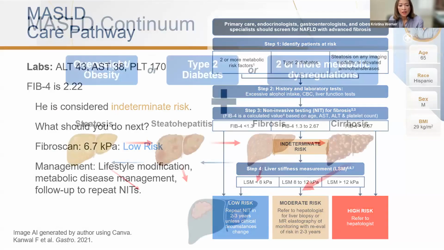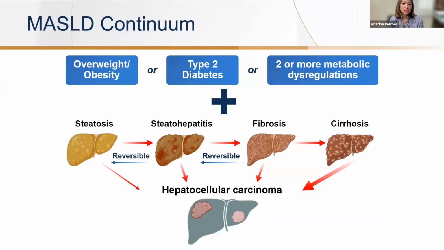So for the MASLD continuum, MASLD, formerly called NAFLD, refers to excessive fat accumulation in the liver in patients with metabolic dysfunction, not due to alcohol or other causes. MASLD is very common worldwide, and it's estimated about 30 to 40% of adults, depending on the population. Now, rates are much higher among people with obesity or type 2 diabetes.